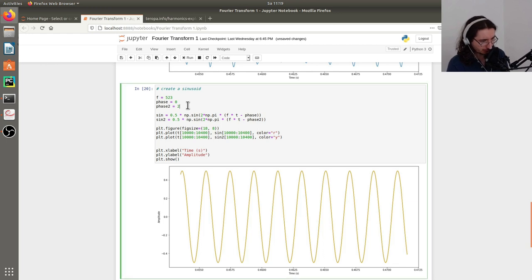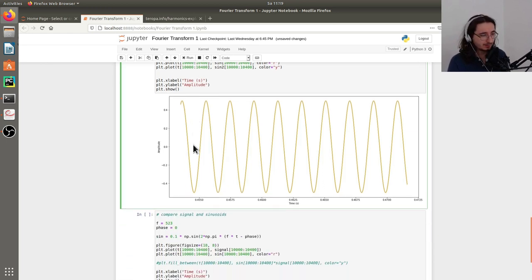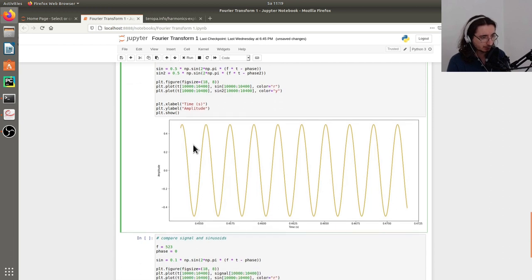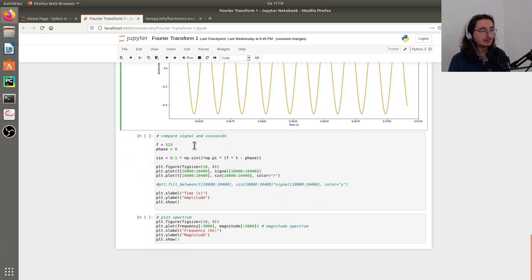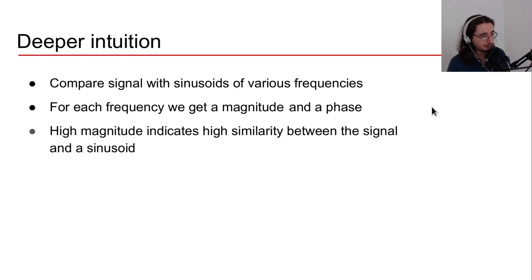Okay, so now what's the big deal with these sine waves? The point is that we want to compare the signal and the sinusoid. If you remember what I said with the deeper intuition, in order to move from the time domain to the frequency domain, we compared the signal with sinusoids of various frequencies, and then for each frequency we get a magnitude and a phase. High magnitude indicates high similarity between the signal and a sinusoid.